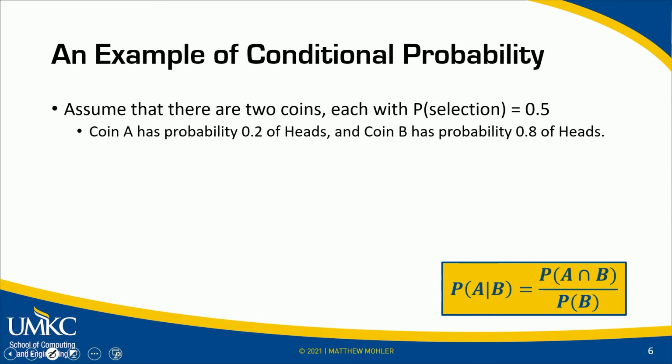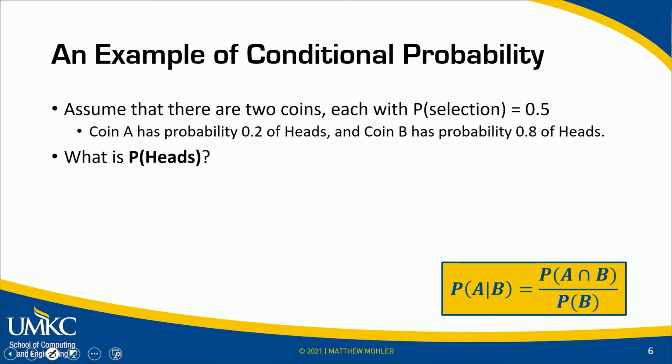So the first example, we'll say, assume that there are 2 coins, and each of those coins has a probability of selection of 0.5. And we'll further say that coin A has a probability 0.2 of being heads, and coin B has a probability 0.8 of being heads. The first question we might ask is, what's the probability of getting heads?